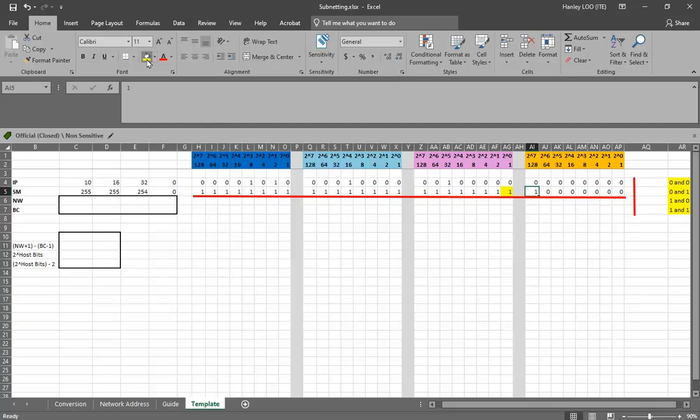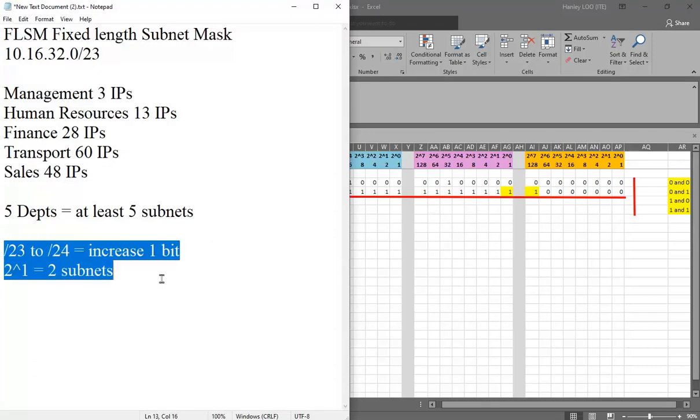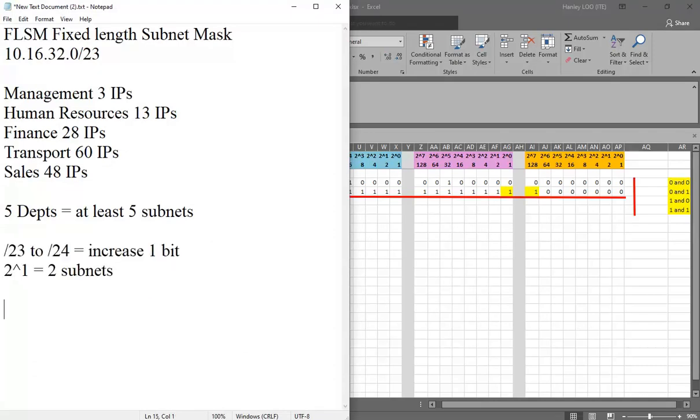That means that instead of borrowing 1 bit, I'm going to borrow 2 bits. The calculation is still the same. Instead of /23, I'm going to increase to /25, which is an increase of 2 bits. Now instead of 2 to the power of 1, it will be 2 to the power of 2, so I'll have 4 subnets, which is still not enough to accommodate my 5 subnets.